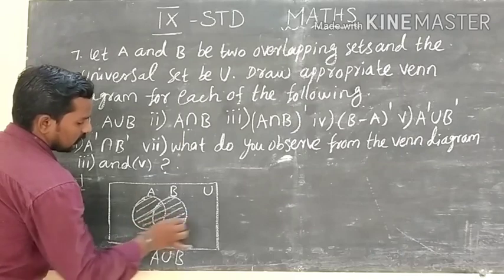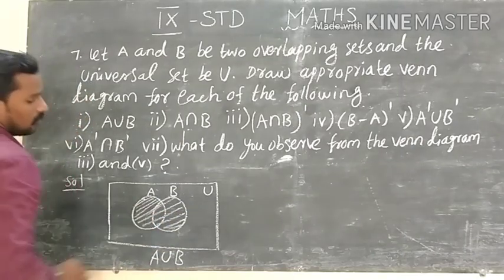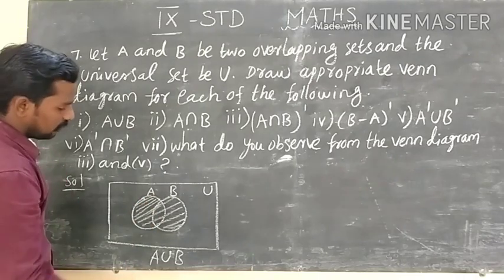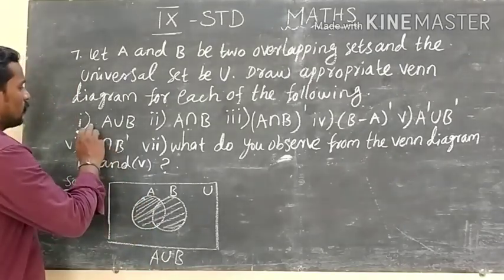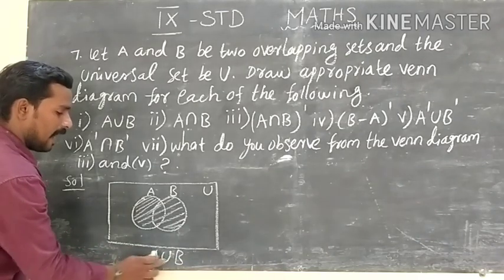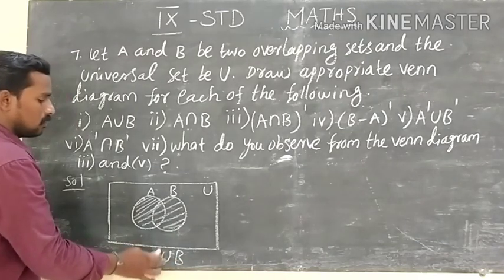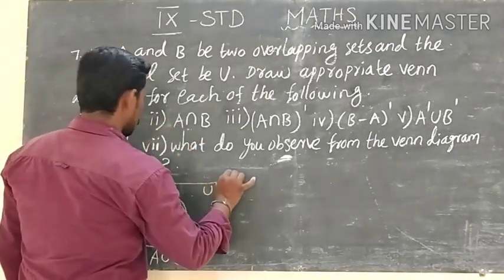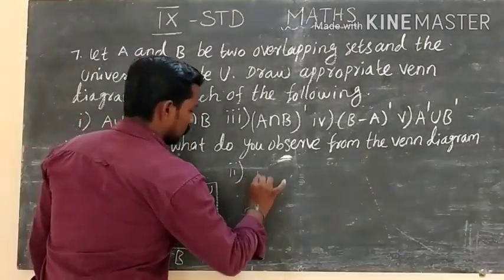Fully shaded. That means union. Together, two shaded, A and B. Okay, this is the answer of the first one. Have you understood? A union B: shaded A and B both. The union represents both of them. Okay. Then the second one, solution.